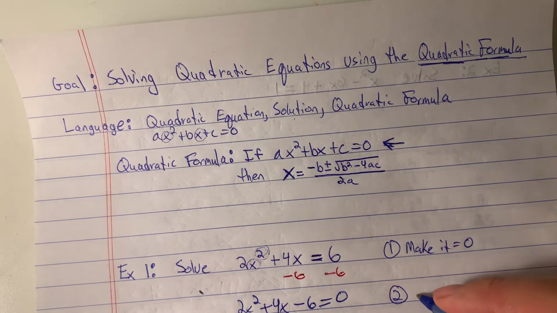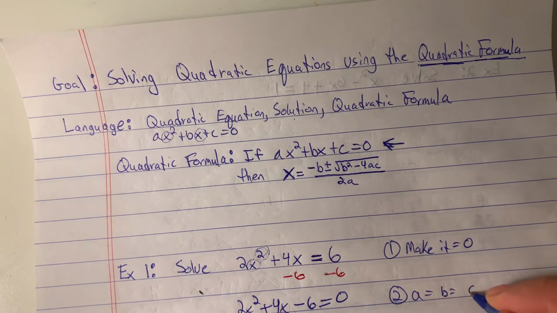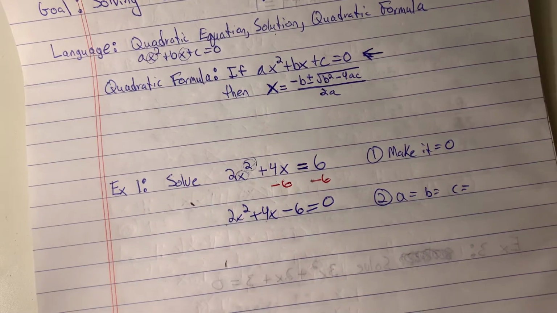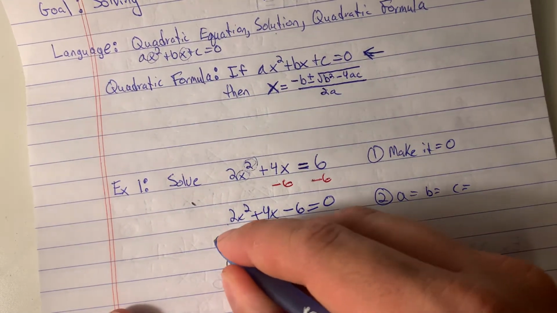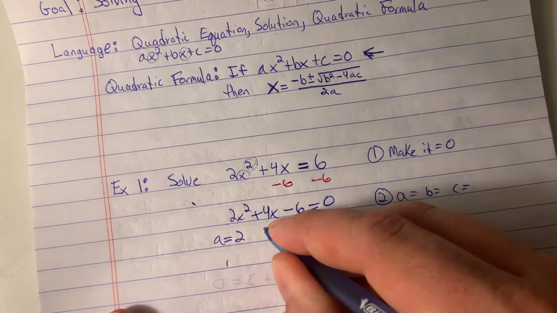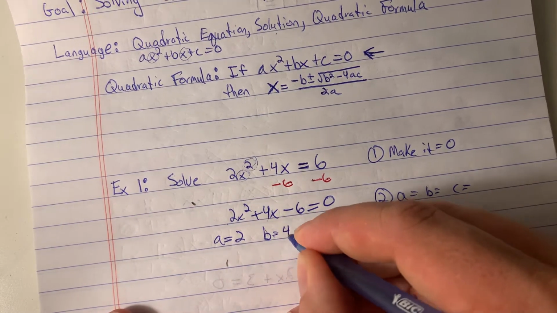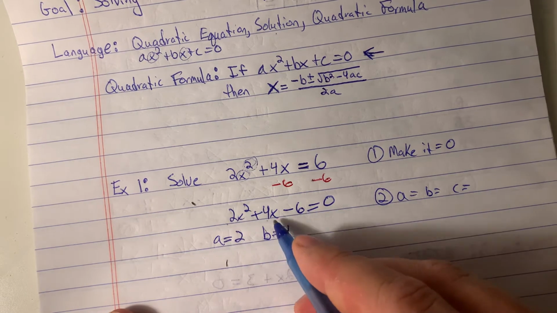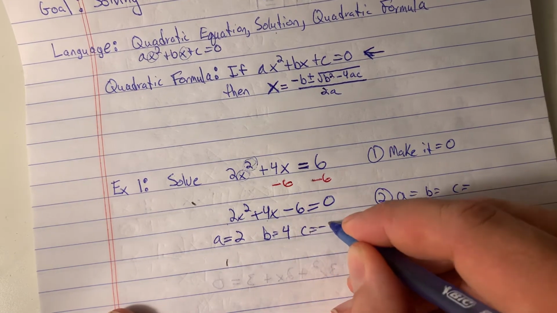And I'm going to write out what a equals, b equals, and c equals. If you feel comfortable with this, a lot of times people will just keep track in their heads of what a is, b is, and c is. But here, a is 2, b is 4, and c is negative 6.